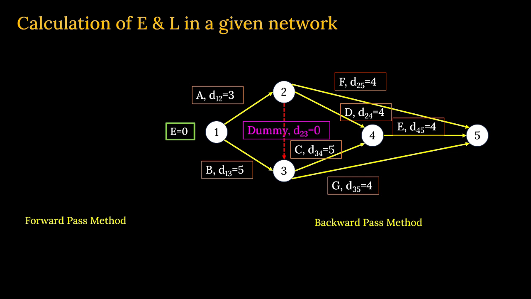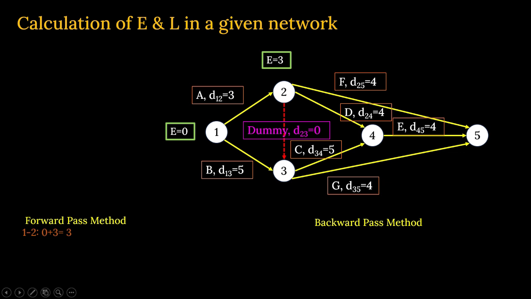Now the next one. From here we are starting the work, going to node number 2, activity A. Activity A's duration is 3, starting on day 0. So what will be the value of E at node number 2? The value of E will be 0 plus 3, that is 3 at node number 2.